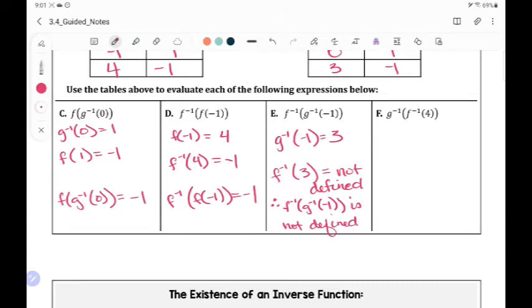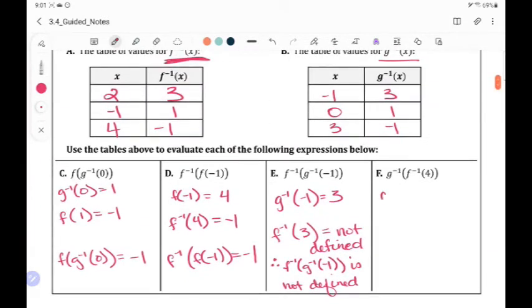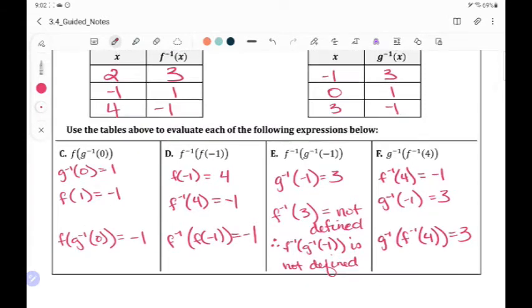All right, going on, g inverse of f inverse of 4. So first I need f inverse of 4, which is negative 1. And so then I need the g inverse of negative 1, which is 3. So g inverse of f inverse of 4 equals 3. Now, if that felt really fast, please keep in mind that we weren't really doing any calculus. We were just doing inverse functions and composition of inverse functions. So that was a lot of review.